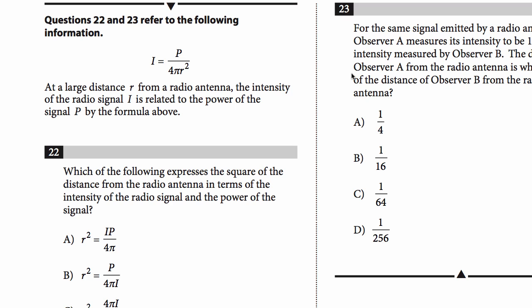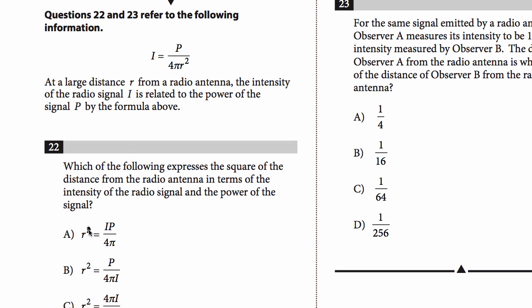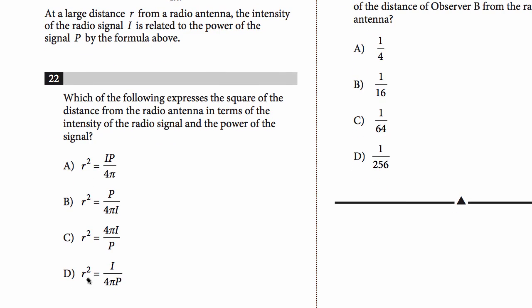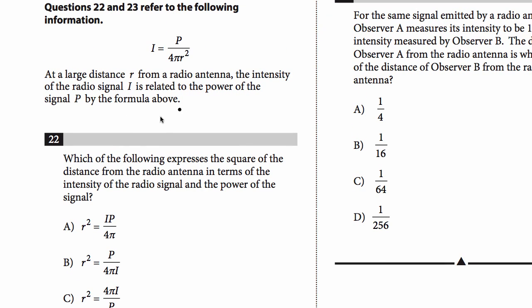All right, number 22. This one shows us an equation at the top of the screen. And before I even read anything, I just noticed in my answer choices that everything is r squared, r squared, r squared, r squared. So I'm not even going to read this right away because I know I have to get r squared by itself. So let's just do that. This is how you can save some time.